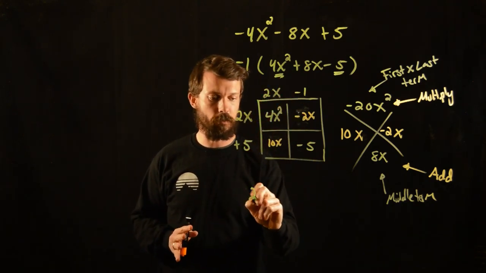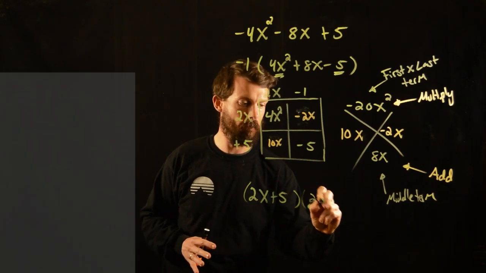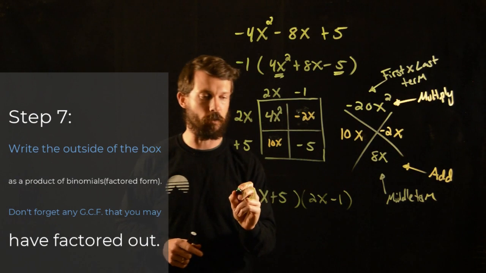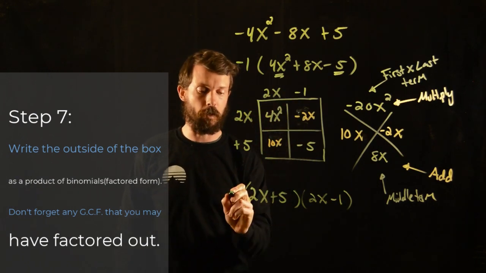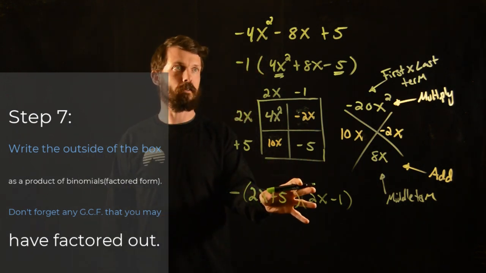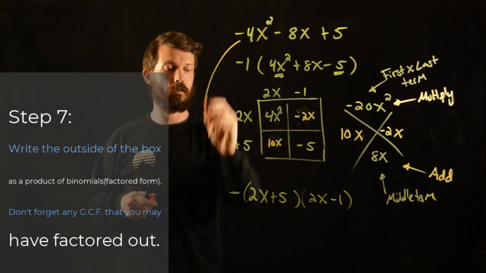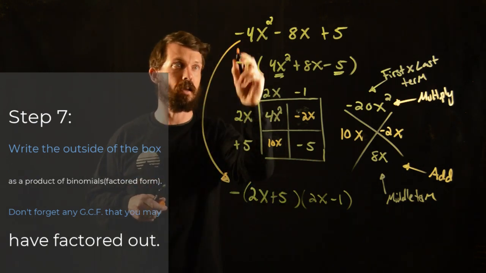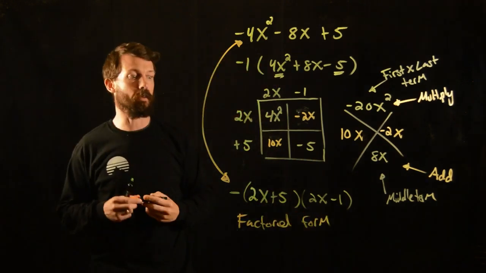So now you should see that these outside pieces are your factors. So I just basically put this in factored form by using the box method. And don't forget the negative 1 that we pulled out, so I'm going to put a negative 1 right on the outside there. So this right here is in factored form of the original standard form. So both of these are identical. One's in a different form. This is factored form.